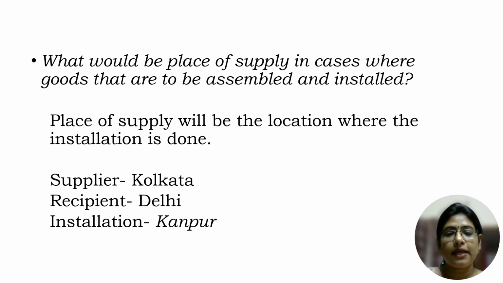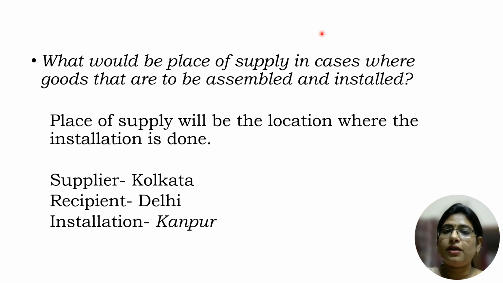Now, let us take another case: what would be the place of supply in cases where goods are to be assembled and installed? The place of supply will be the location where the installation is done. Here I am taking an example of a supplier from Kolkata and a recipient from Delhi, and installation is being done at Kanpur. So let us understand it.